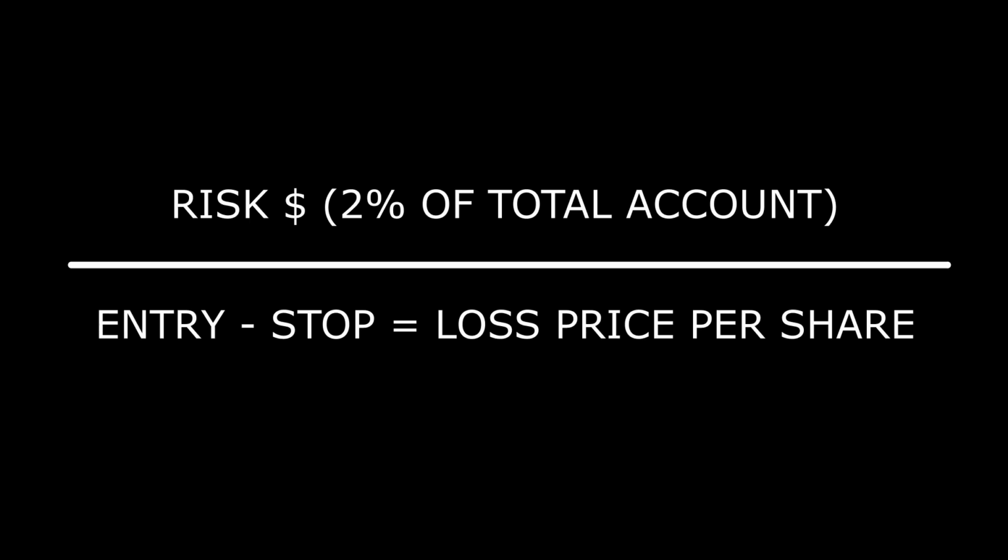So let's just say our total account value is $10,000. Risk tolerance at 2% will give us a number of $200 on the top here. Then we take our entry minus our stop loss, and it's going to give us our loss price per share, per one share. So we take the $200 on top and divide that by the loss price per share on the bottom, and that'll give us exactly how many shares we can buy.